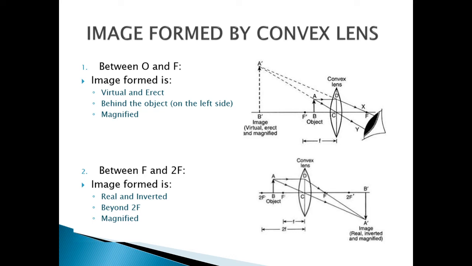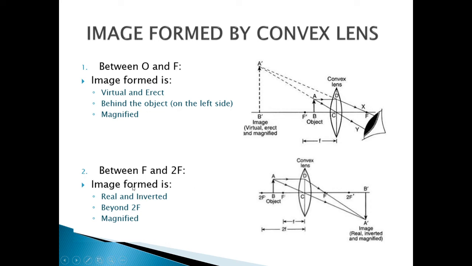So here also there are 6 positions. First will be the object between O and F. When you keep the object between O and F, means you are keeping it very near to the lens, you will be getting a virtual image. The diagrammatic representation is shown here. You will be getting an image formed behind the object, and it will be a bigger size image. See the arrow size of the object and the image, it will be bigger.